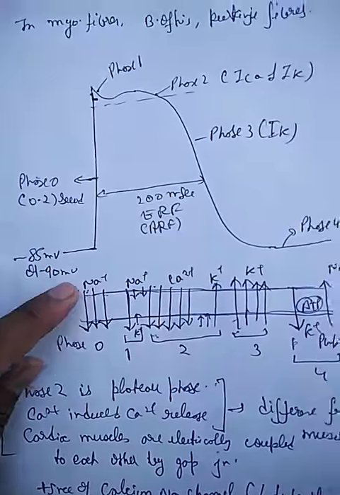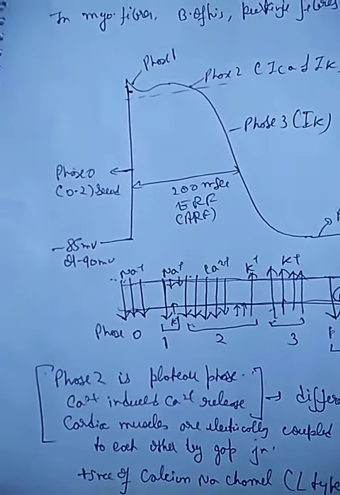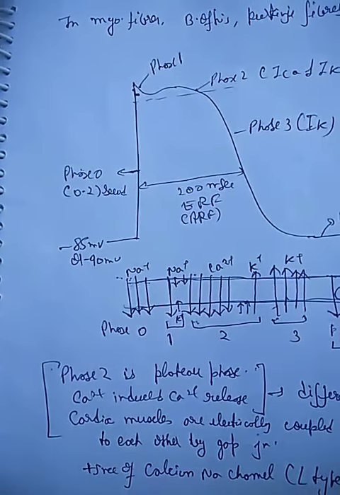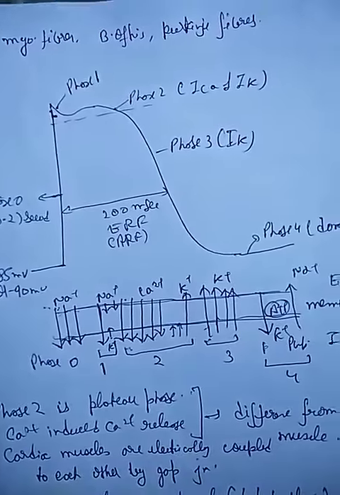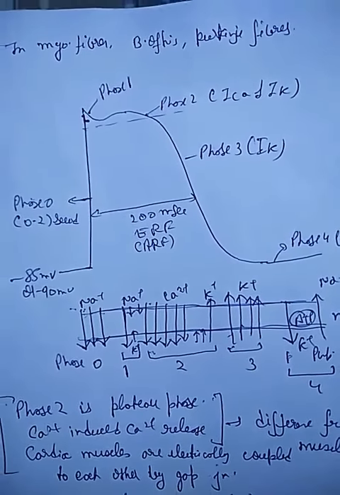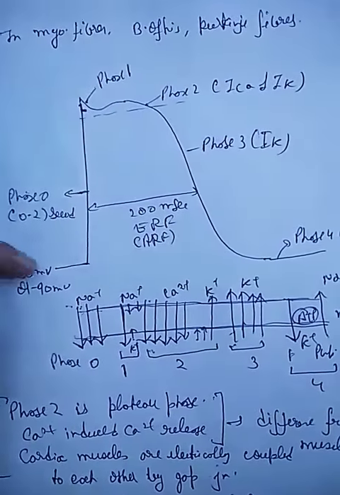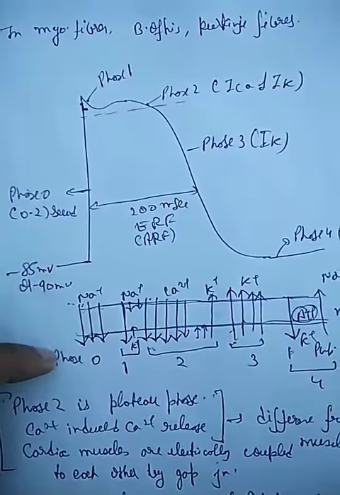In this, the sodium voltage gated channels are the fast channels. Sodium and potassium channels, remember, are fast opening and closing channels, whereas the calcium channel, which is the unique feature in cardiac muscle, is a slow opening and prolonged acting voltage gated channel. In phase 0, depolarization occurs through the opening of sodium voltage gated channels.